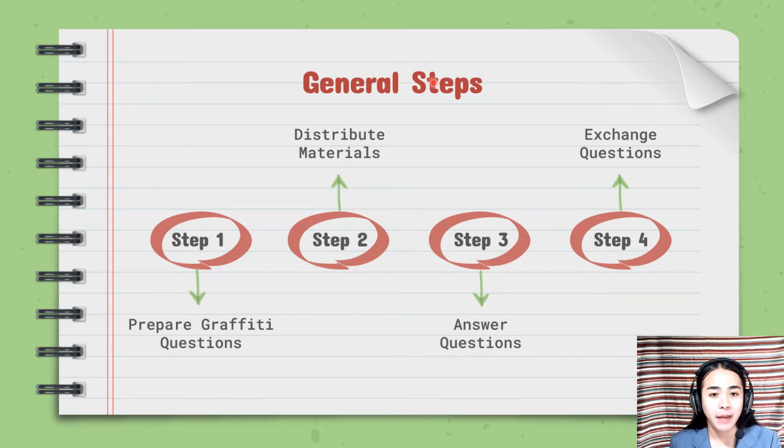The third step, answer questions. At the end of the time interval, questions are exchanged, and this continues until each team has an opportunity to answer all the questions. And next is step 4, exchanging of questions. This is where teams exchange questions and responses, and the process continues until all teams have read all of the other teams' responses. Teams are encouraged to note new or different information from other teams.